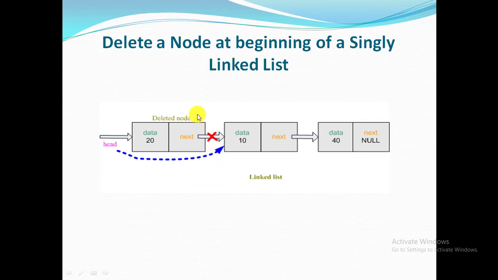Then we'll see the delete operation. To delete a node at the beginning of a singly linked list, suppose we have a singly linked list which contains 20, 10 and 40, and we are going to delete the node that is 20 from the singly linked list. So first head is pointing to the first node. Whenever we are deleting the particular element, this pointer will move to the next element, that is to the 10, and the link will be removed from the node.